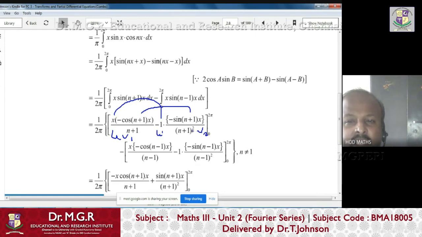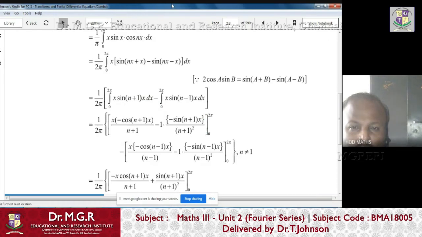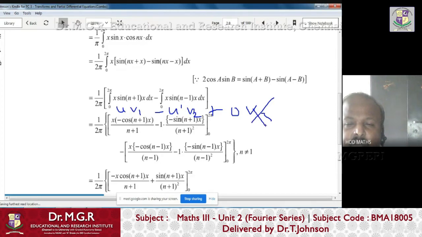So again you have to take another n plus 1 in the denominator. Already one n plus 1 is there, but when you integrate this function again, cos becomes sine and another n plus 1 comes in the denominator. So it becomes n plus 1 the whole square. So it is something like u v1 minus u dash v2, now plus u double dash. Since u dash is 1, u double dash is 0, so there is no need to find v3.